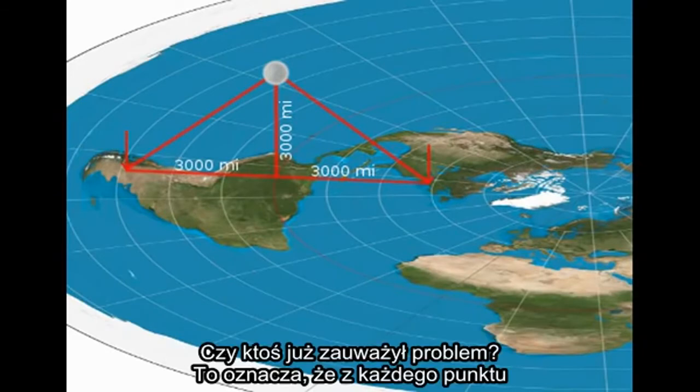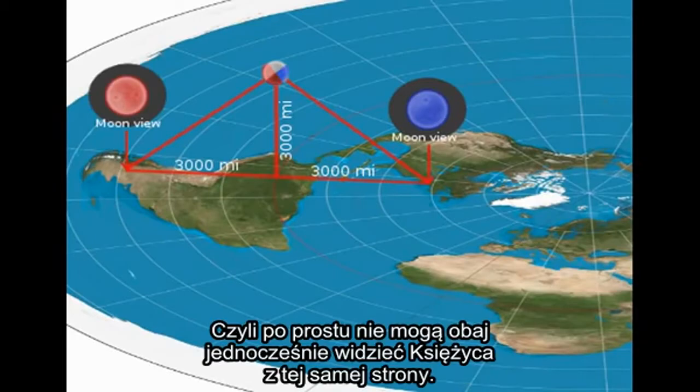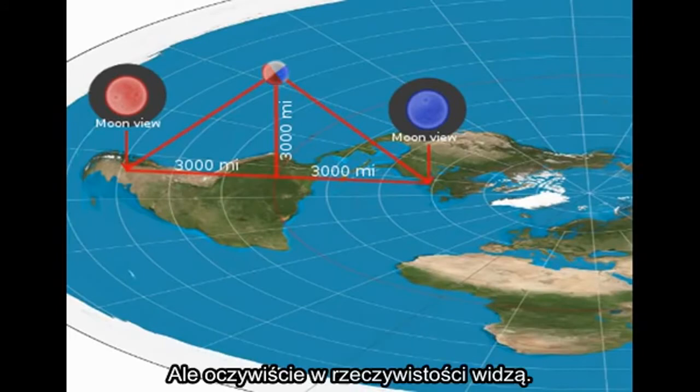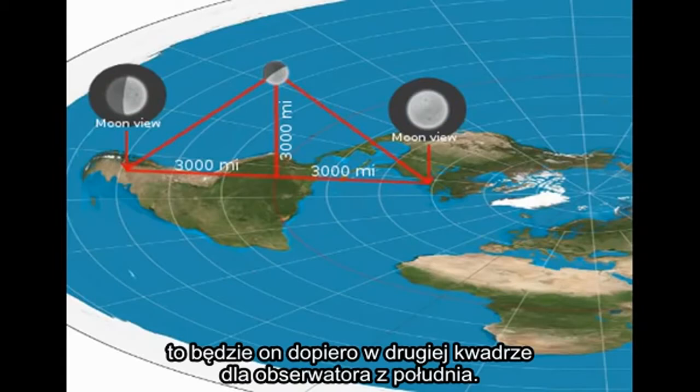Anyone notice the problem? This means that in each location, a person would be viewing the moon at an angle that is about 90 degrees different from the other location. They simply could not possibly both see the same features on the same side of the moon, but of course, in reality, they do. Also, if the moon is full for the northern observer, it would be only about half full for the southern observer.